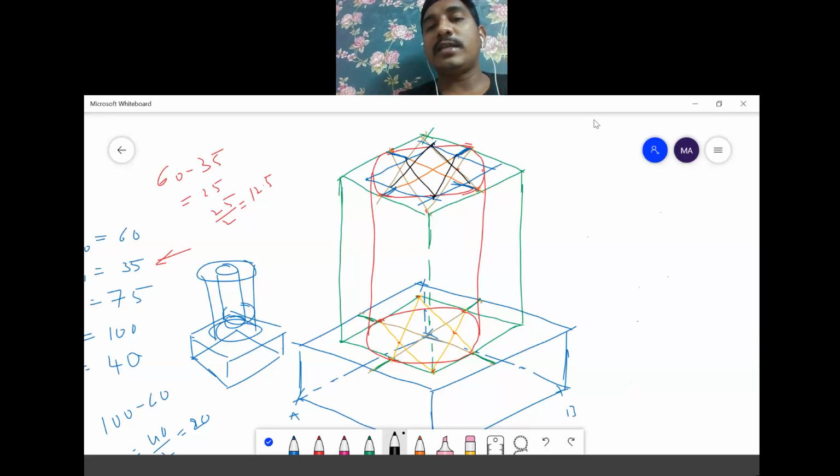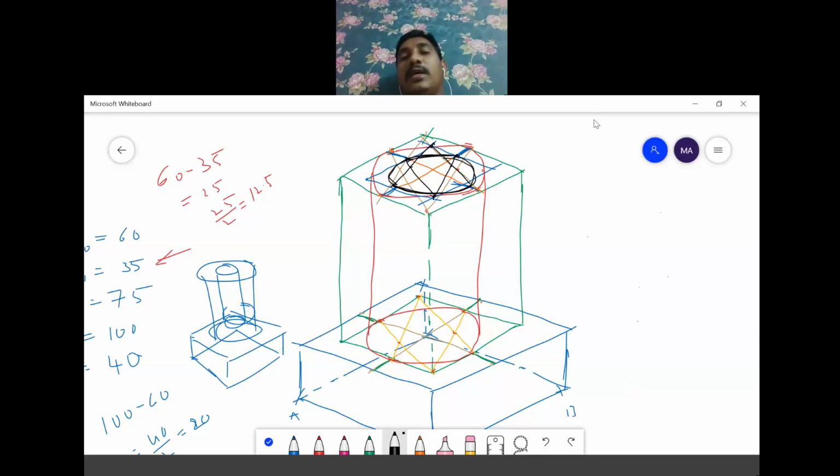Then this as a center, this as a radius, I am drawing one arc here. This as a center, this as a radius, I am drawing one arc here. Then it will look like a hollow cylinder.